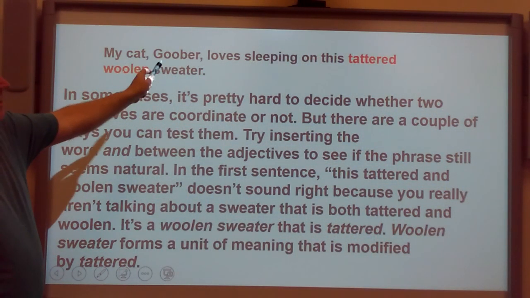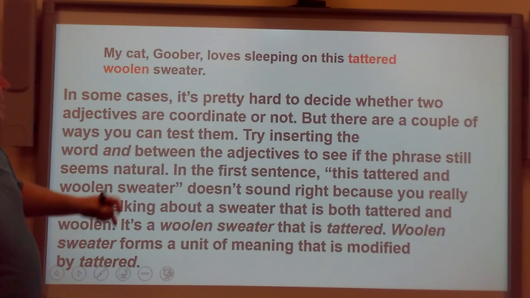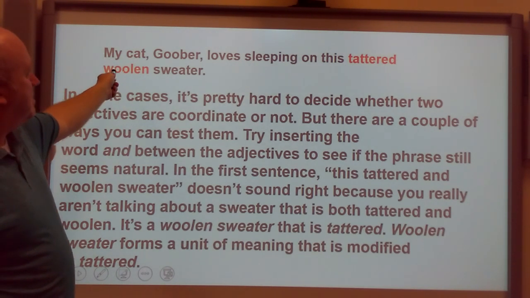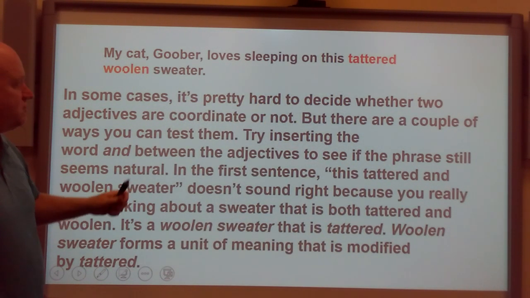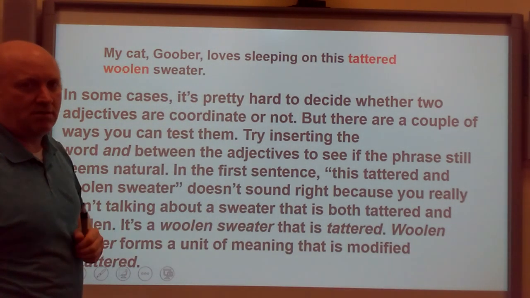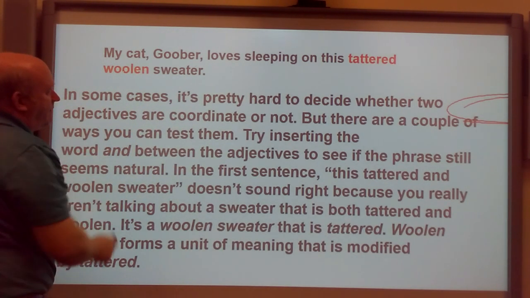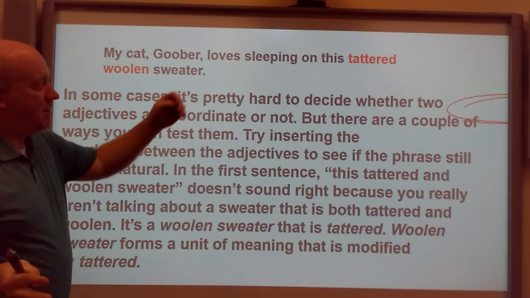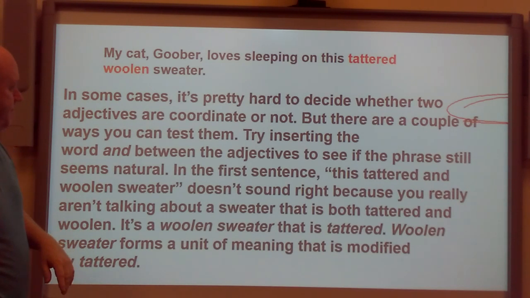My cat, Goober, loves sleeping on this tattered woolen sweater. Okay? Now, for example, let's insert the word and, okay? See if it still sounds natural. My cat, Goober, loves sleeping on this tattered and woolen sweater. Does that seem natural? Nope, because woolen sweater is a unit. What type of sweater is it? Woolen. Tattered is the adjective describing what? A woolen sweater. So, no comma.